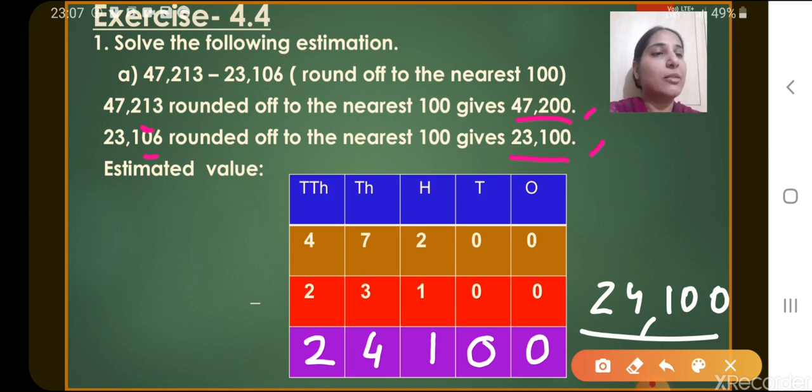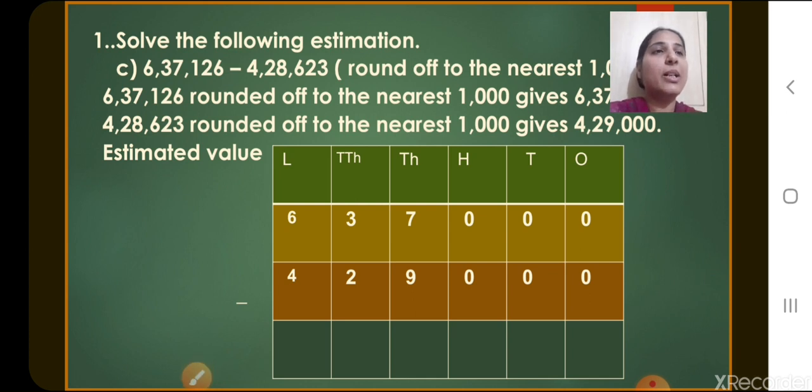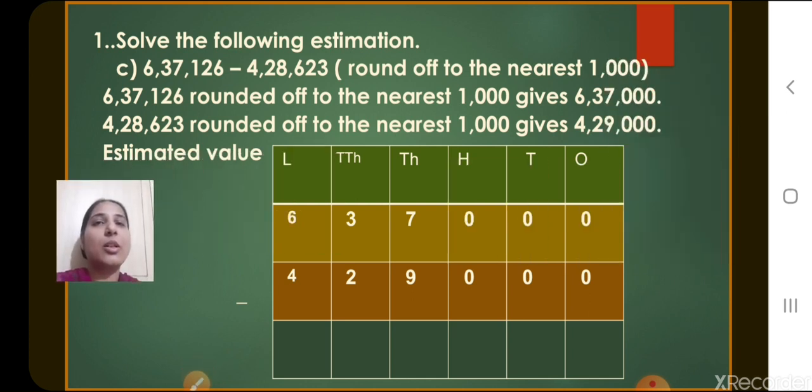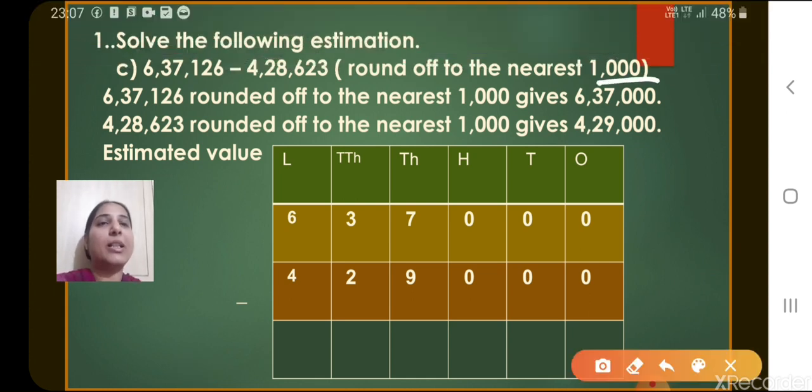Okay children. So in this way we find out the estimated value. Now let's see the next example, next question. So question number C is 6,37,126 minus 4,28,623. And we have to round off the numbers to nearest 1000. That you can see here. We have to round off the numbers to nearest 1000.